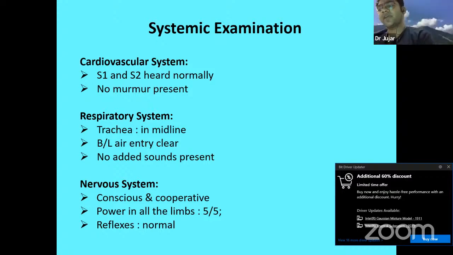Sir, in other systemic examinations, in the cardiovascular system, the heart sounds were present, and no specific murmur was present. In the respiratory system, the trachea was in the midline. The bilateral air entry was equal in both lungs, and no added sounds were heard. In the nervous system, the patient was conscious, oriented and cooperative. The power in all the limbs was 5/5, and reflexes were normal.